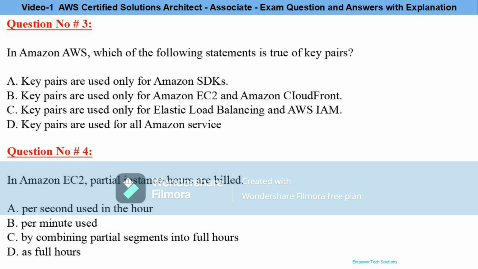The fourth question: in Amazon EC2, partial instance hours are billed. The answers are: per second used in the hour, per minute used, or by combining partial segments into full hours, or as full hours. So the answer to the fourth question should be as full hours, because in the EC2 service, if you use it for a couple of seconds, they will charge you a full hour.